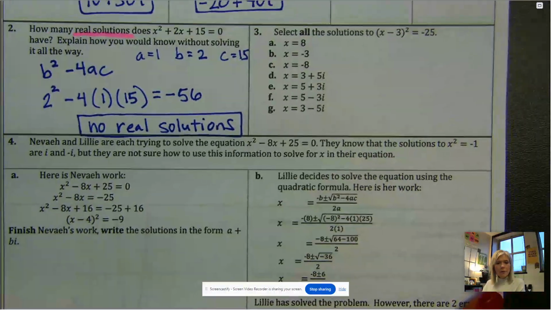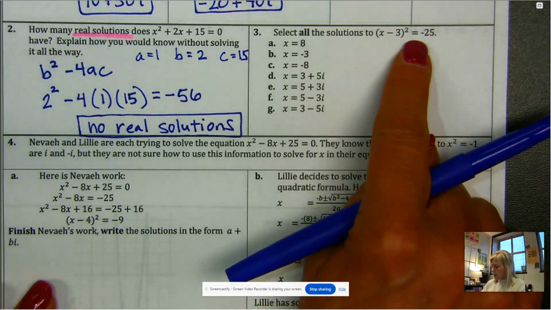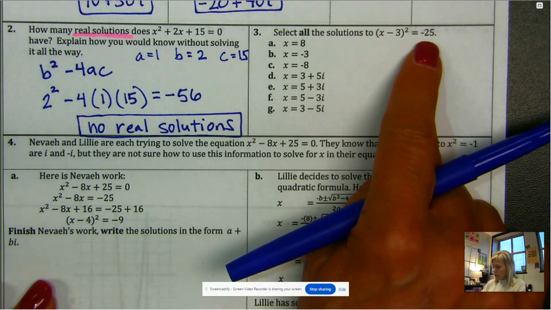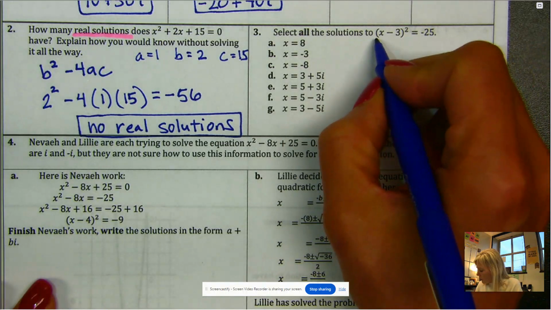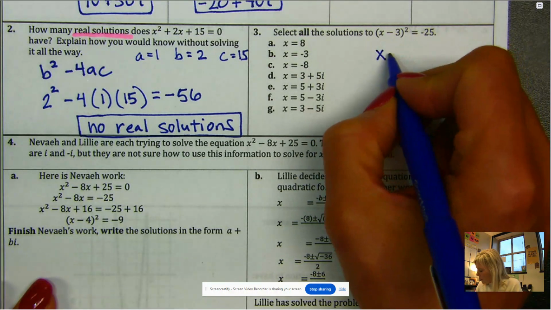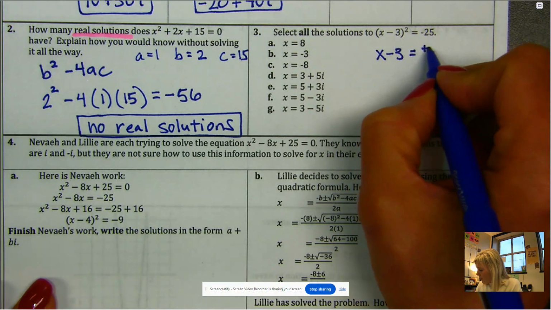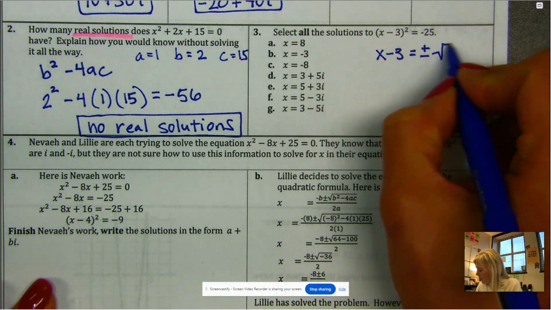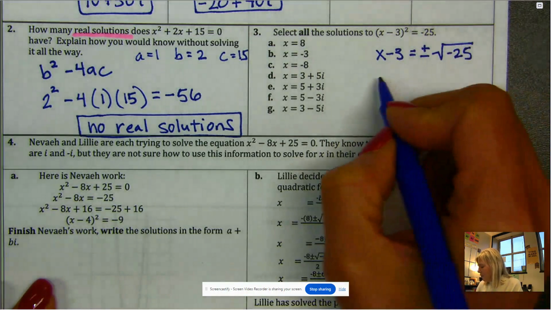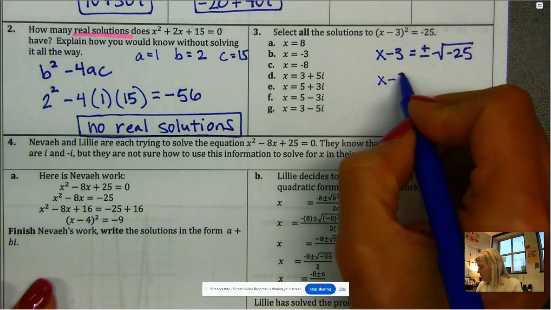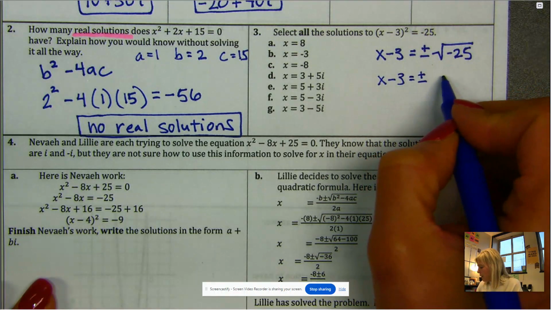All right, number 3, select all the solutions to (x minus 3) squared equals negative 25. So I know I'm going to have to square root. So I'm going to square root and get x minus 3. And then negative 25 has a positive and negative square root. In fact, the square root of negative 25 is 5i.